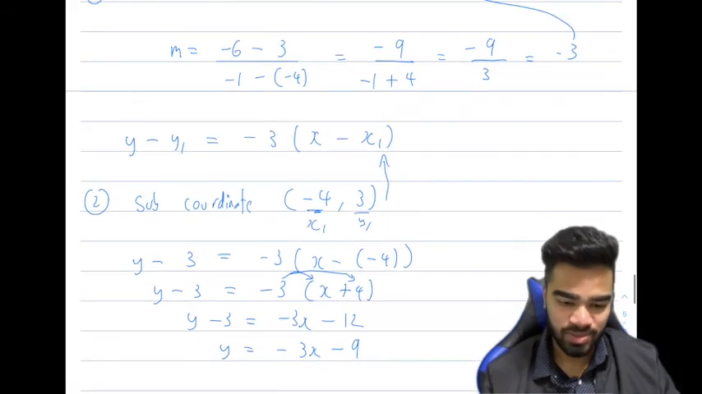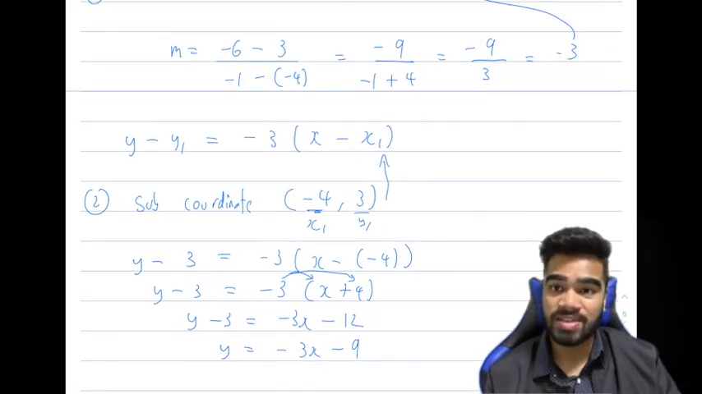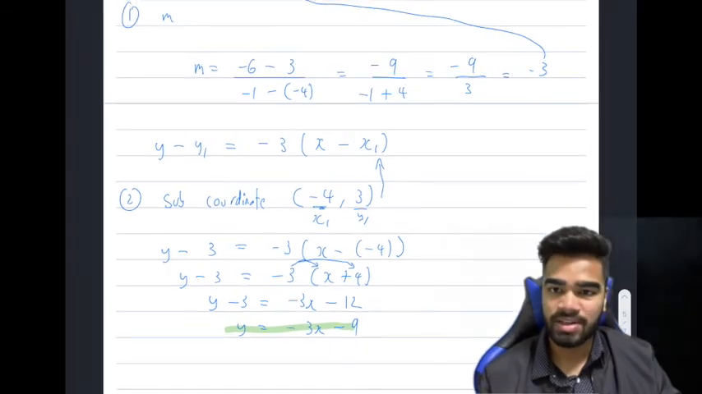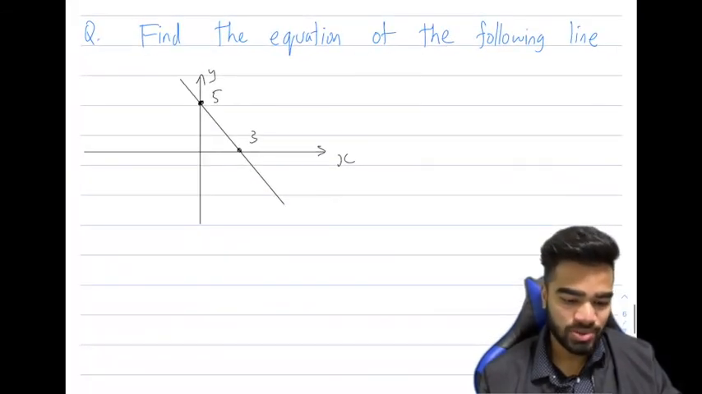Okay, that's it. Simple as that, guys. Again, you should have got the same answer even if you use the other method. Okay, so this is the answer to the question: negative 3x minus 9.